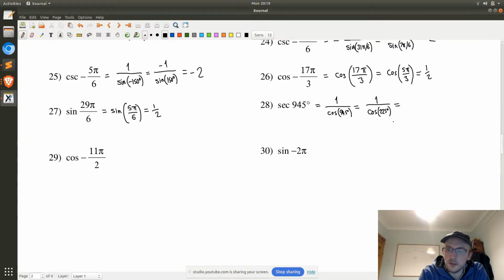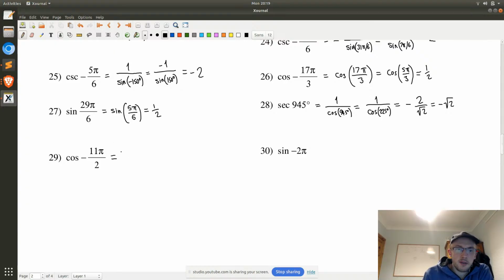What is cosine of 225 degrees? Negative root 2 over 2. So negative 2 over root 2, which is negative root 2.